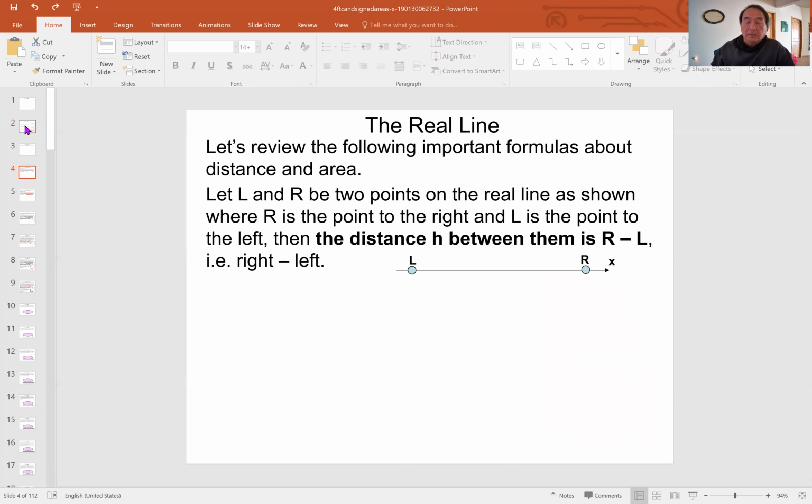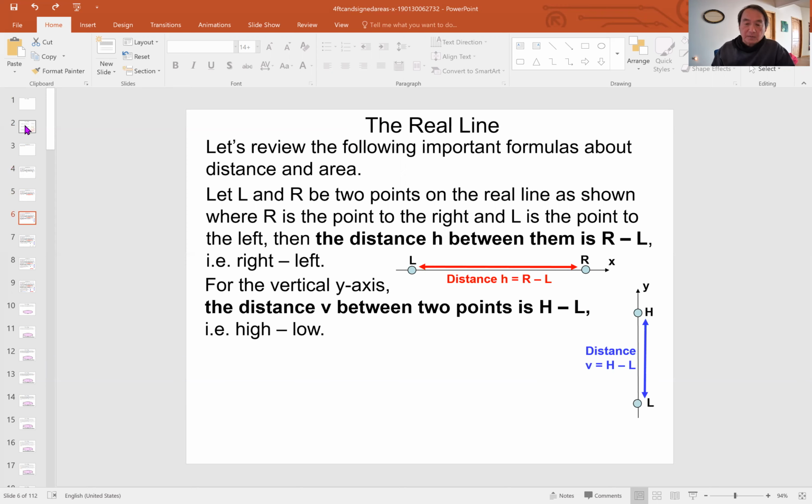Let me start out with a very basic observation about a real line. Usually on the real line, the right-hand side is the positive direction. If I have any two points on the real line, their distance is the right-hand point subtract the left-hand point, always. If you do it the other way around, you're going to get a negative number. So if you want the positive distance, make sure you take the right-hand mark minus the left-hand mark. Usually that's the x coordinate.